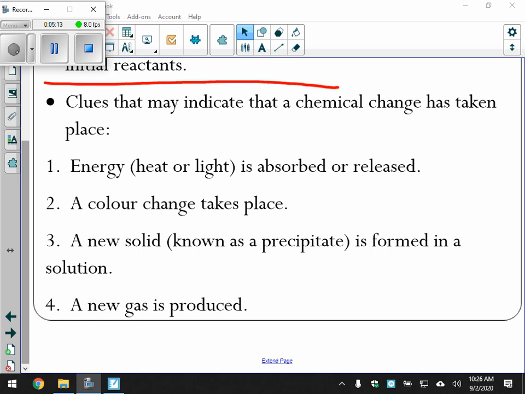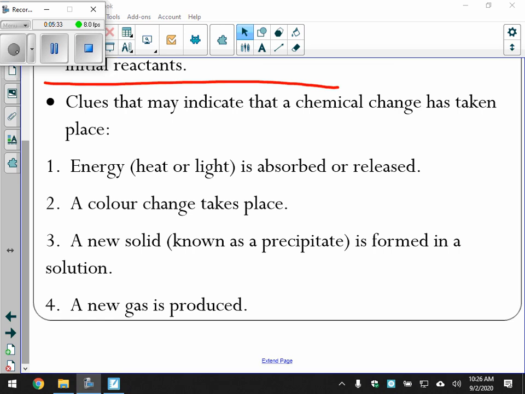Sometimes that actually goes with this one: a new solid is formed as well. When we mix two solutions together, sometimes we get what's known as a precipitate, a solid that's formed. We have a solubility chart for that, and we can predict if a solid is going to form or not based on that. We'll review that when the time comes.